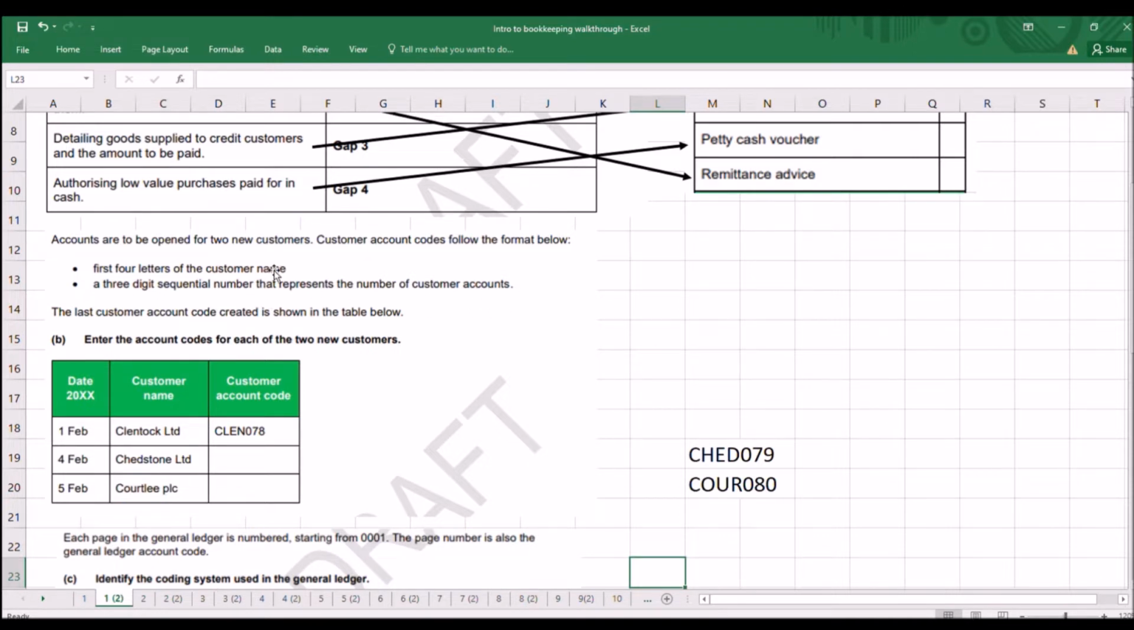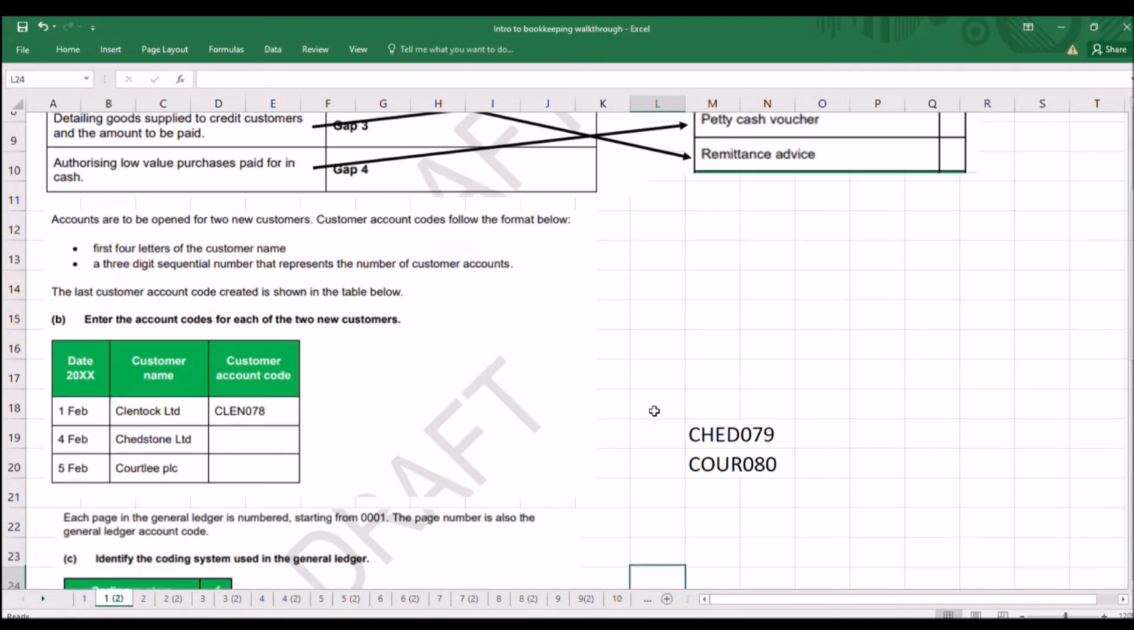Okay, so this is an alphanumeric code. The last customer account shown is straight below. So the next one will be 79, and it's the first 4 letters. So it'll be Ched, then 79, and Core, and then 80. The reason we need the number on here is, let's say we had Clentok here, and we also had Clentic. They'd both still come out as Clen, so we couldn't use just the 4 letters. We need the number afterwards.